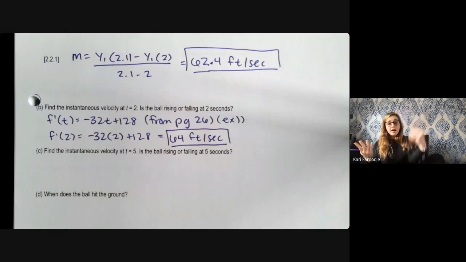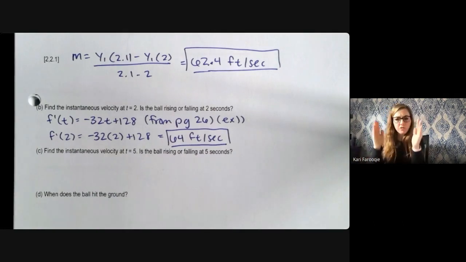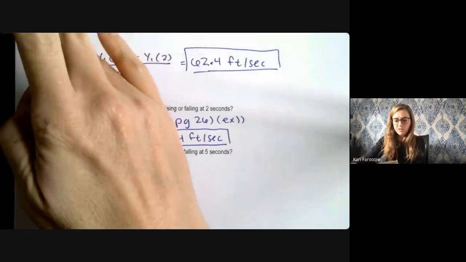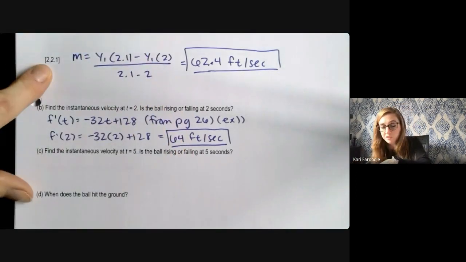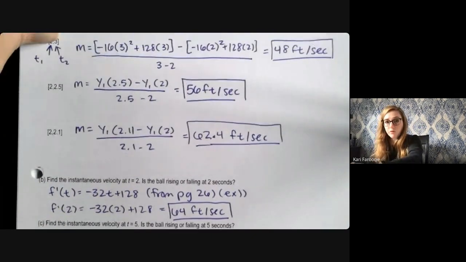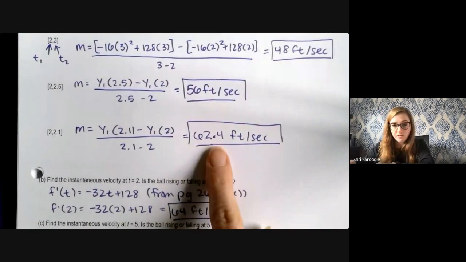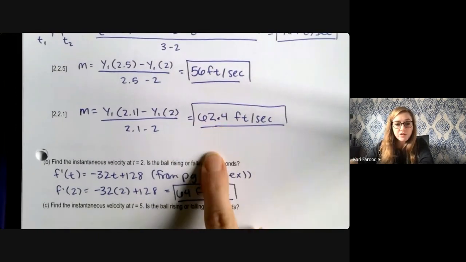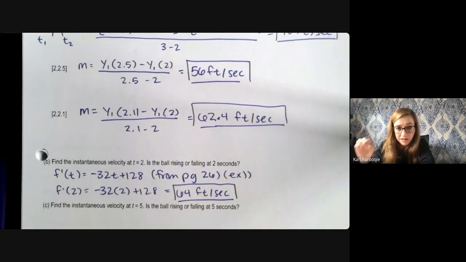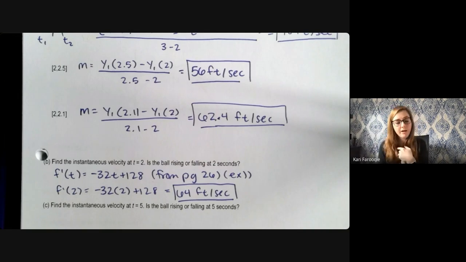Now, the whole idea of finding these average rates of change before we found the instantaneous rate of change was so that you could see, all right, we're getting closer, we're getting closer. We're decreasing this interval so that we're getting closer and closer to 2. As we did that, we went from 48 feet per second to 56 to 62.4. Then we used the derivative to find the actual slope of the tangent line at 2, 64 feet per second. So at that point at 2, we have the derivative being 64.